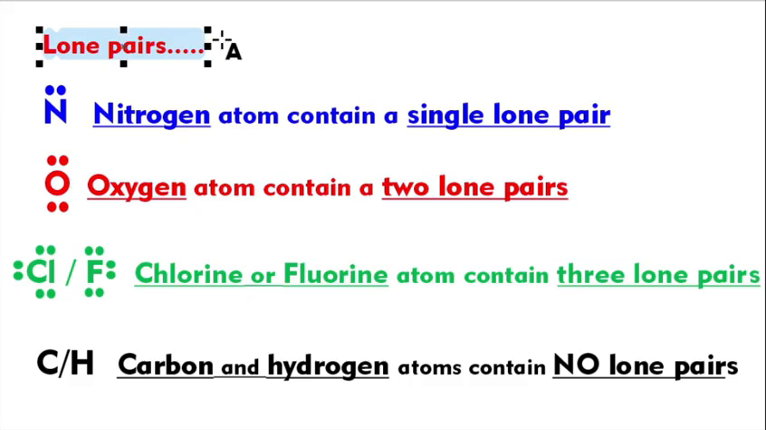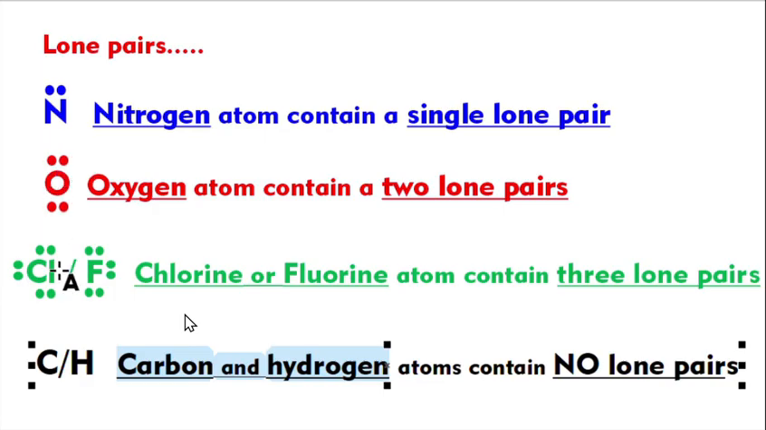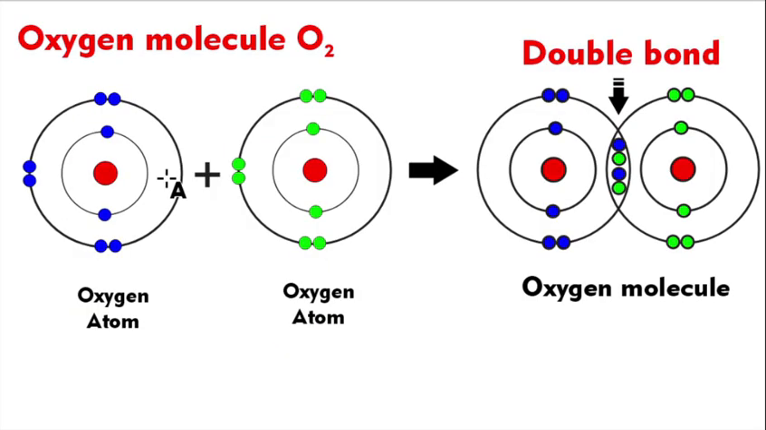And if you look at the lone pairs of these atoms which we made, the nitrogen atom had a single lone pair, 1 lone pair. Oxygen atom has 2 lone pairs. Chlorine and fluorine have 3 lone pairs. Remember, the carbon and hydrogen atoms don't have lone pairs. Remember these 4 points when drawing Lewis structures later. Nitrogen, 1 lone pair. Oxygen, a single oxygen atom has 2 lone pairs. 1 chlorine or fluorine atom has 3 lone pairs, whereas carbon and hydrogen have no lone pairs.